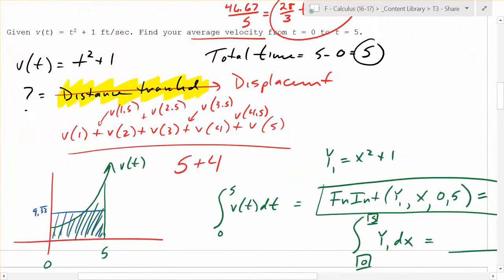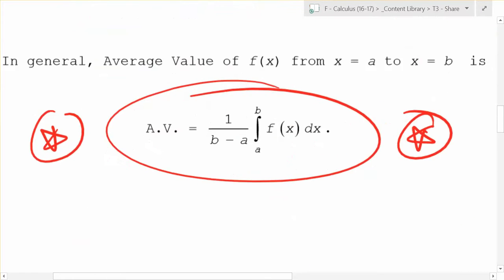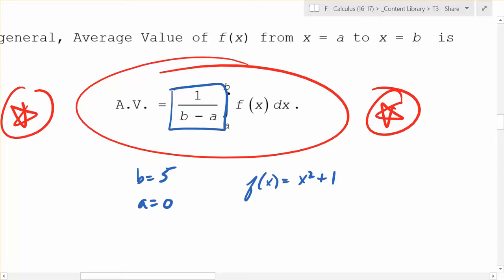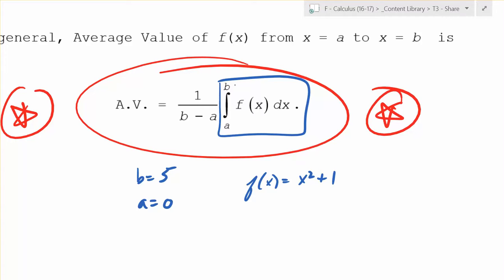The general formula you're looking at, I think it's down here, is right here. This is what we did. In our equation that we just did, the velocity function was what? It was x squared plus 1, right? What was our b value? 5. And what was our a value? 0. All we did was plug into there, because what does this represent? That represents the 5 hours that has gone by, right? What does this integral represent? This represents the displacement. So what did we do? We divided displacement by time that has passed in order to get average velocity.